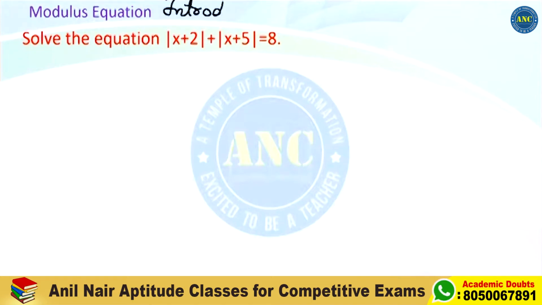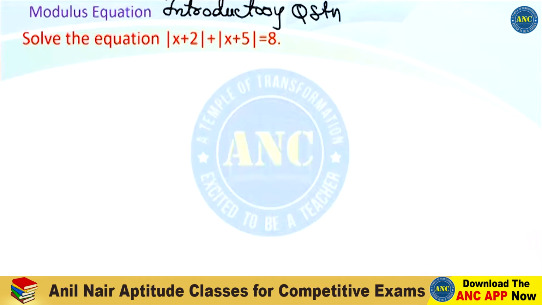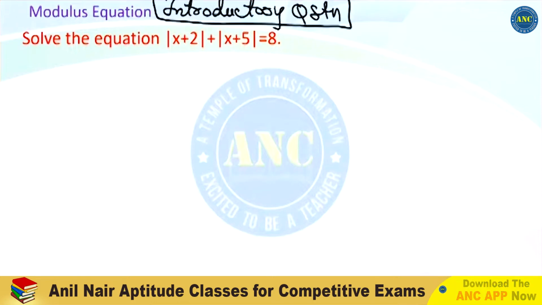Introductory question. This question has a lot of ways to solve it. We will try to solve it in 4 different methods. Whichever method you are comfortable with, please take it. Anyway, I will tell you at the end of all the problems which method is the best. Solve the equation |x + 2| + |x + 5| = 8.